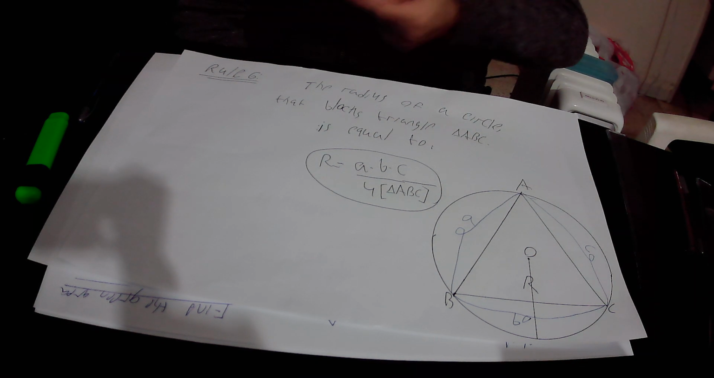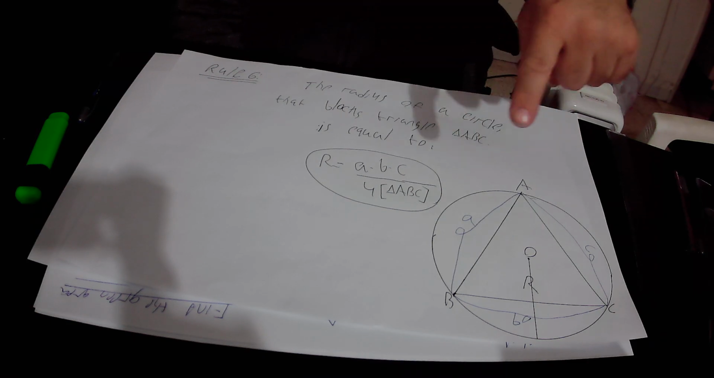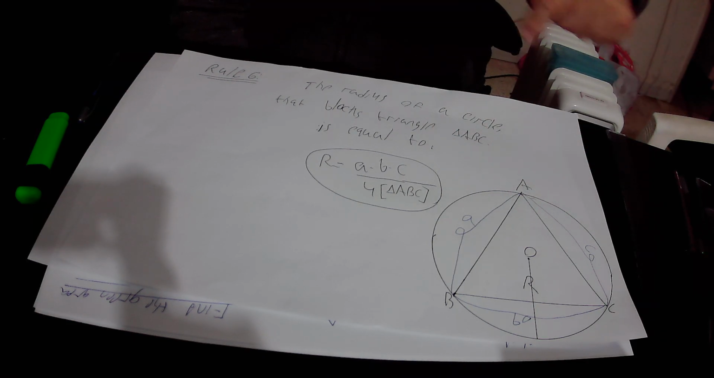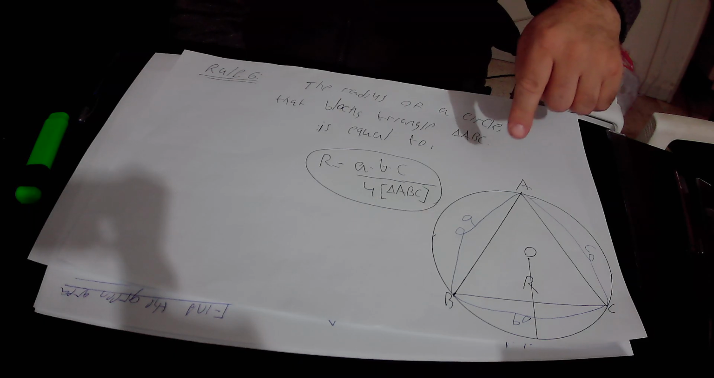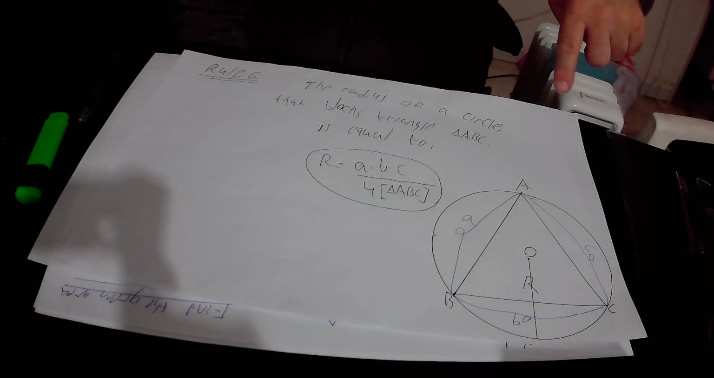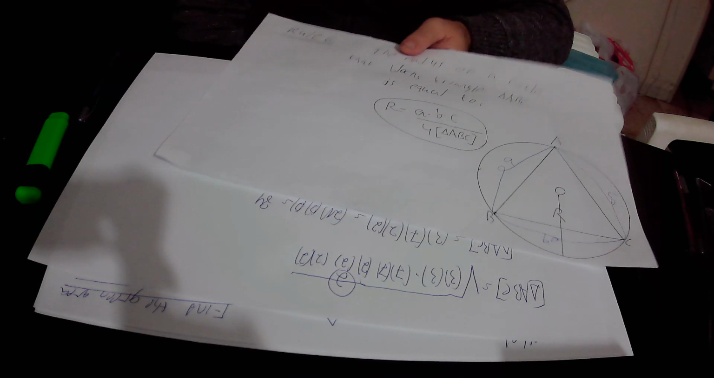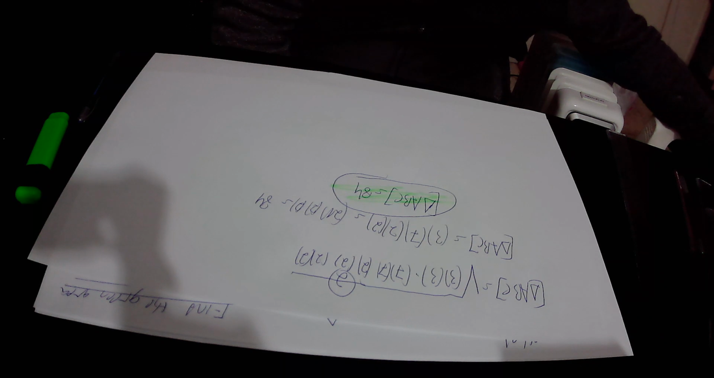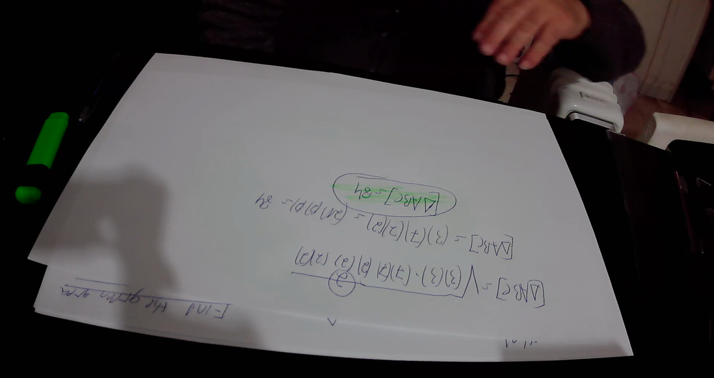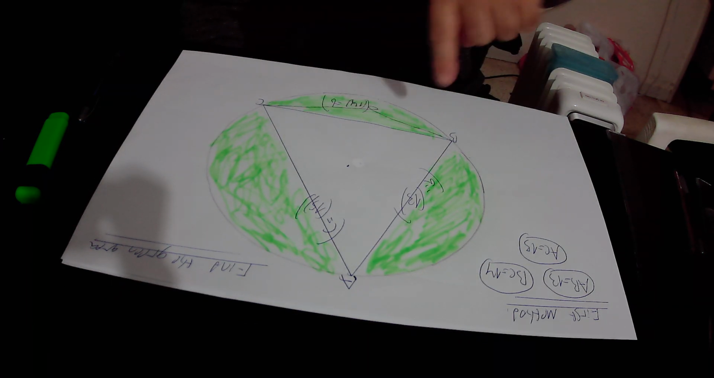According to this rule number 6, the radius capital R on this circle that blocks triangle ABC equals A times B times C, that is the multiplication of the side lengths by each other, over 4 times the area of this triangle ABC that is blocked by the circle. Okay, so we can actually implement rule number 6 in our drawing. Why? Because in our drawing we have this circle that blocks triangle ABC.